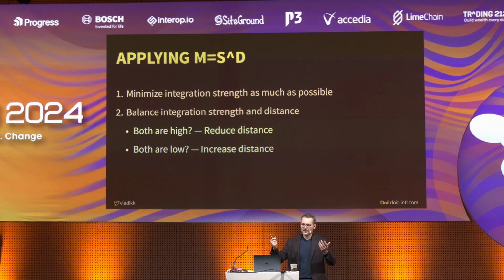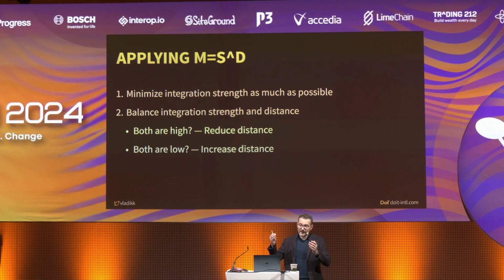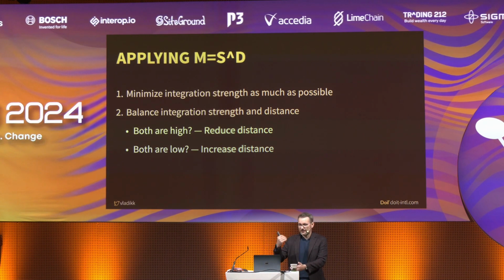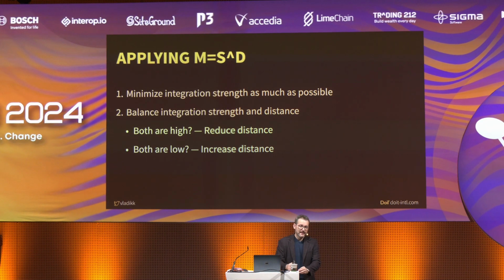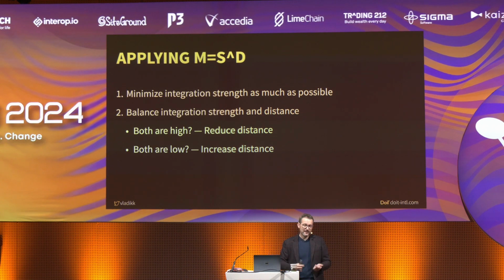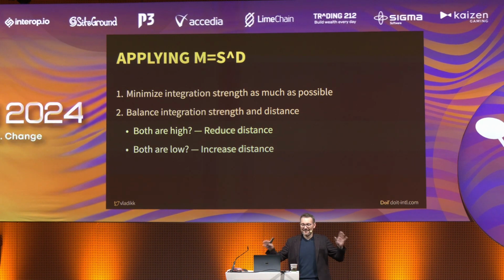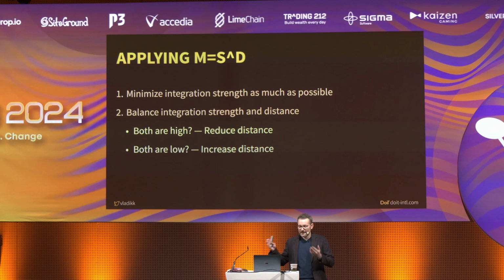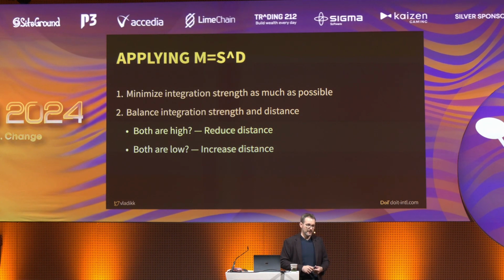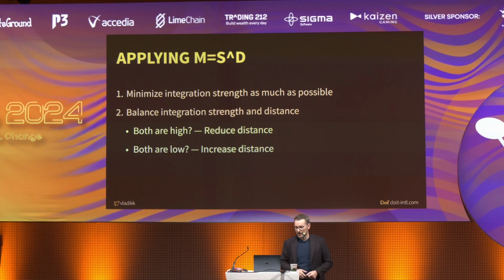If unrelated things are located in the same component, that increases the cognitive load. If you have things that are changing together, but they're located in different projects, that's cognitive load. That's the way you can avoid it, by optimizing the two dimensions.